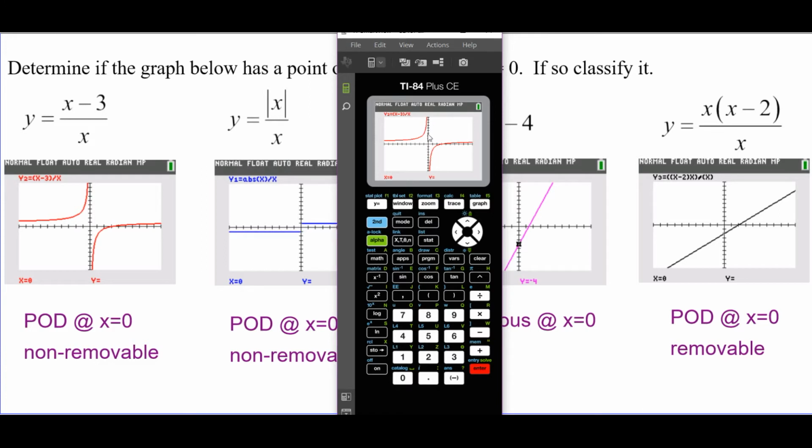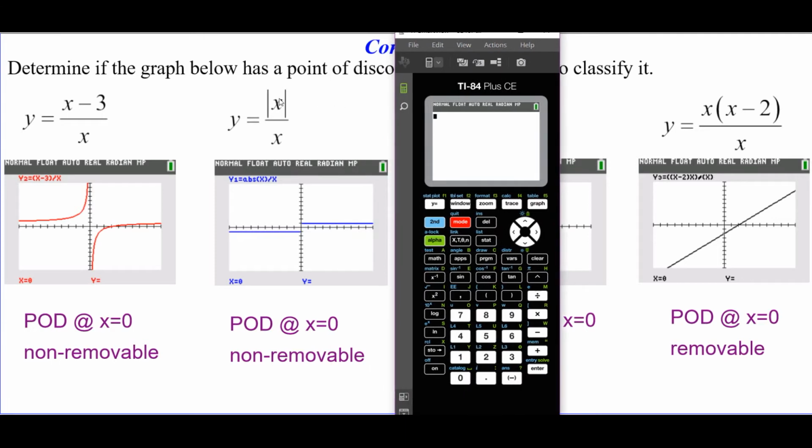From this graph, we could tell that there's a point of discontinuity. There's an asymptote here on the y-axis. So there is a point of discontinuity, x equals 0, and it would be non-removable because that is an infinite point of discontinuity.